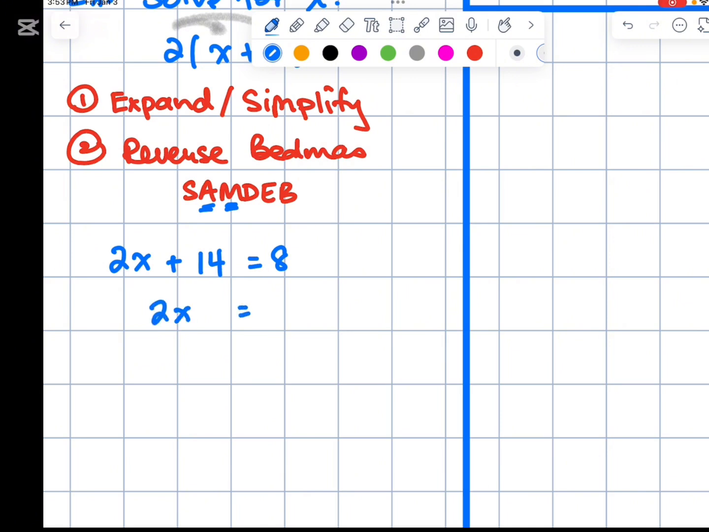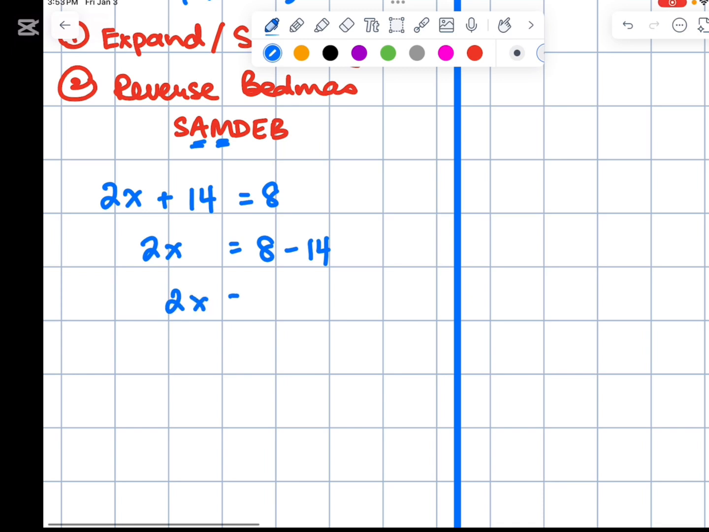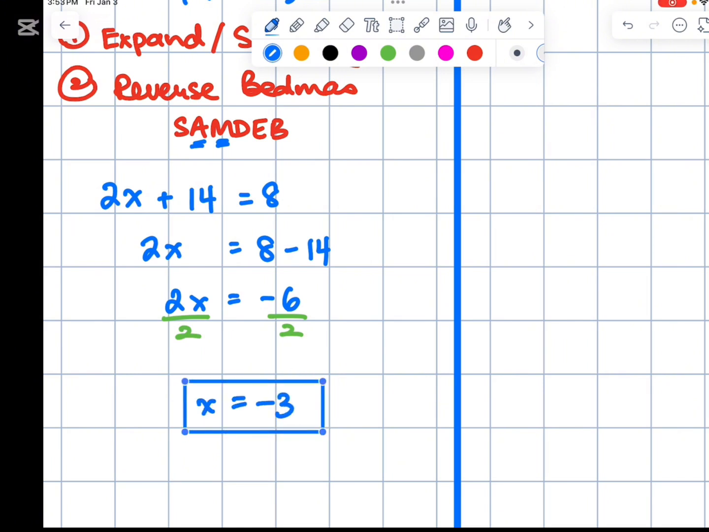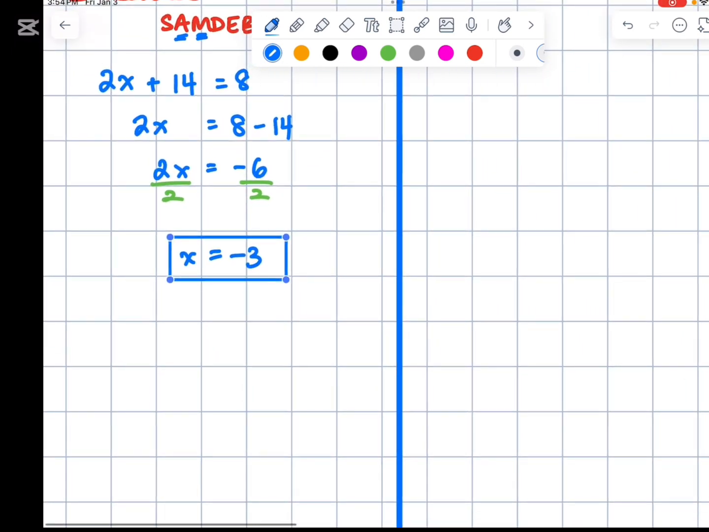So when it goes to the other side, the operation changes to subtract. So I have 2x equals negative 6. And now I'm going to divide both sides by 2, and I get x equals negative 3. That's my one answer. Now there are various different methods. There are other kinds of questions.